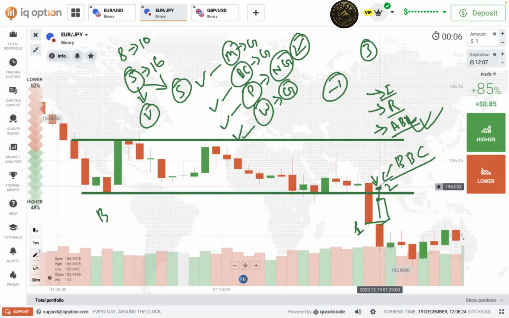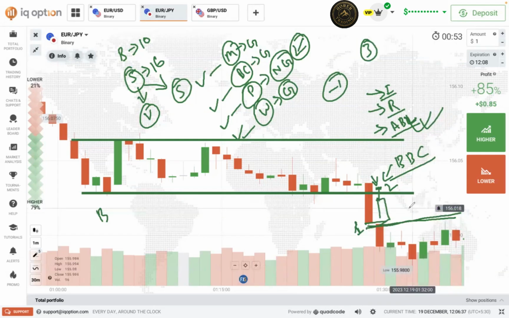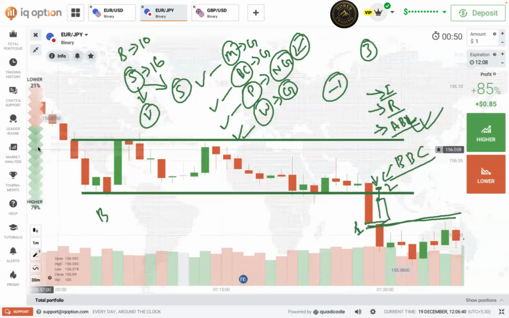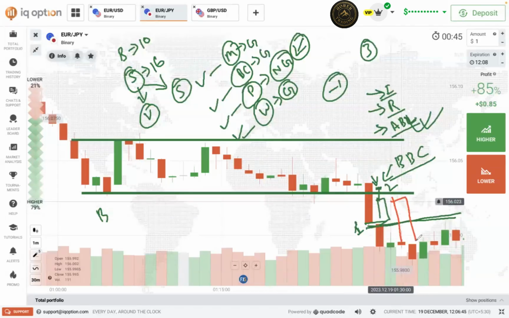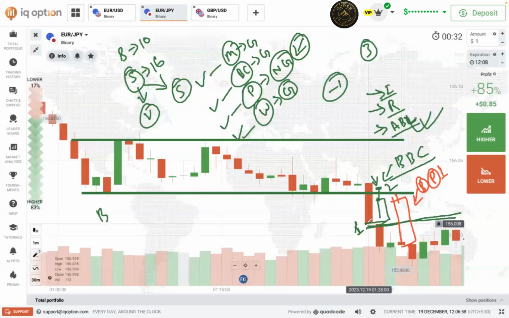But if we miss it, we can enter when price breaks the low of the breakout candle like this. And for this condition, the candle size doesn't matter. It's only volume. The volume has to increase more than the previous volume. That's it. And then we can enter from the low of the breakout candle.